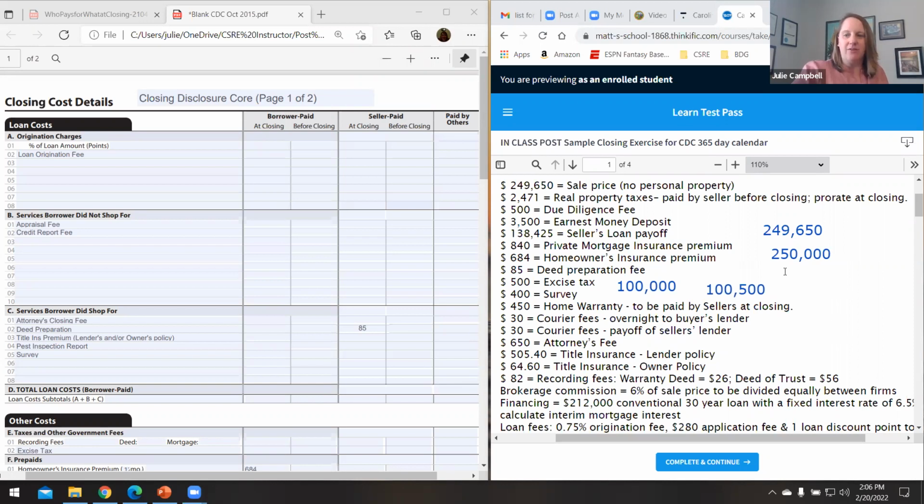So we took our sales price, I rounded up to a number divisible by 500. So now all I have to do is divide by 500. So you take 250,000 divided by 500, and we get excise tax, seller paid of $500.